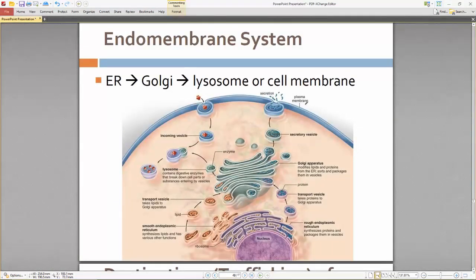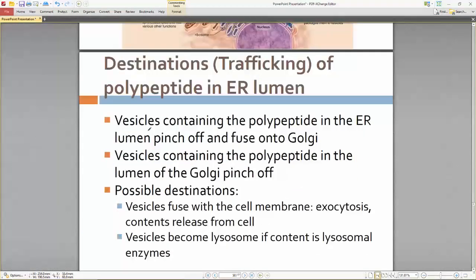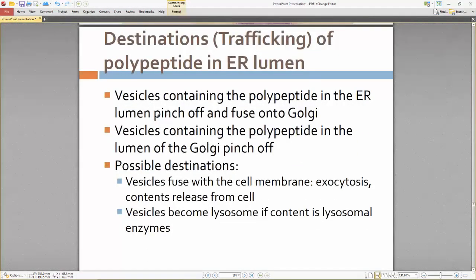Once your polypeptide chain is inside the ER lumen, it goes through something called the endomembrane system. So this is from the ER to the Golgi body, to lysosomes, or the cell membrane, or outside. So let's look at different destinations once it's in the ER lumen.